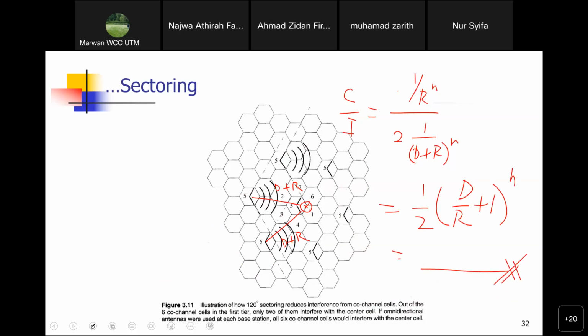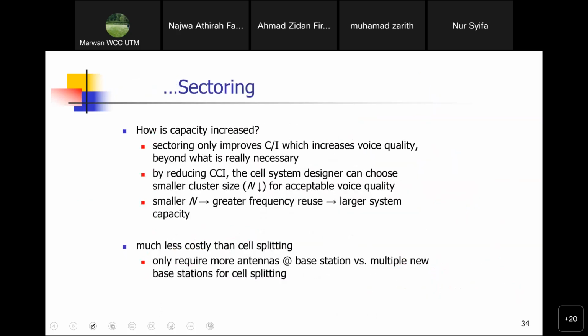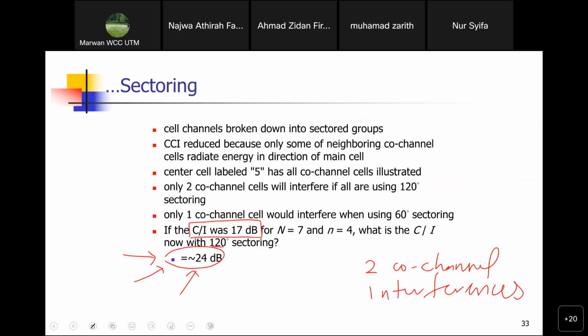You get something like that. Or if you don't want D plus R, C over I can also be, if you consider this as D and approximate it to be D only, then 1 over 2 times D divided by R to the power of N. So you have two values: one with the +1 and one without. Please try to do it, and you get around 24 to 28, if I'm not mistaken. So you'll be around that with the cluster size of 7.